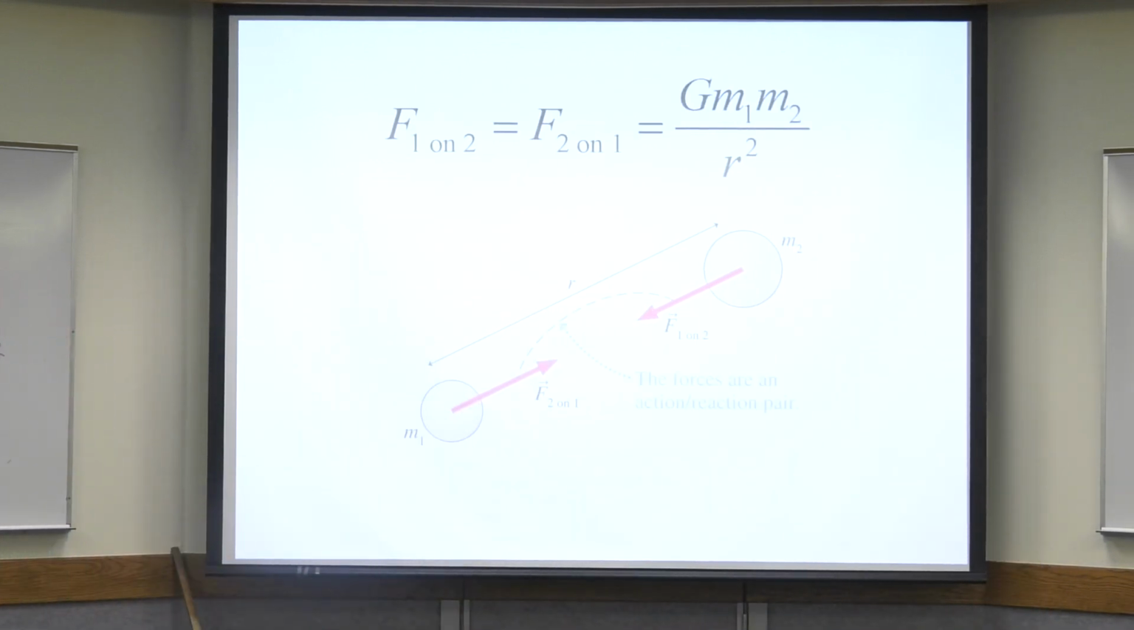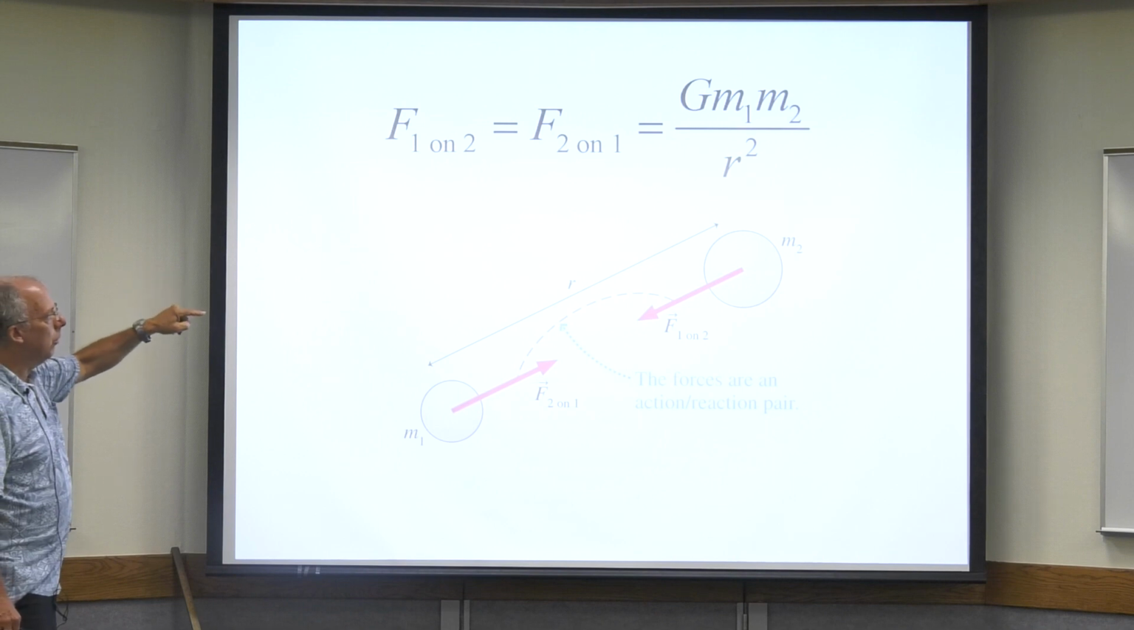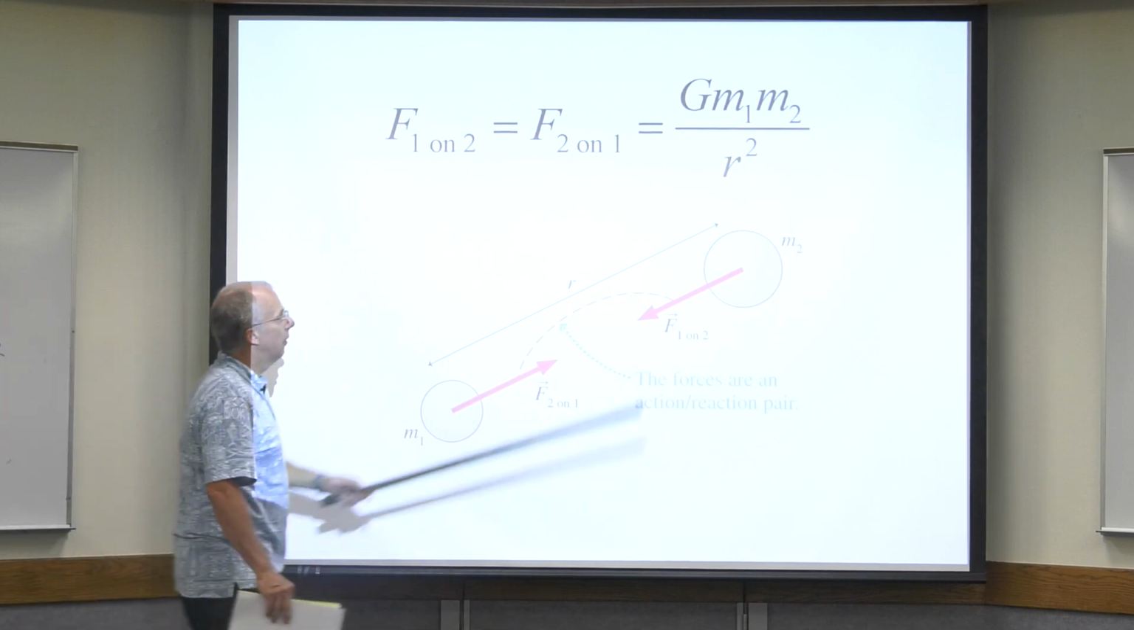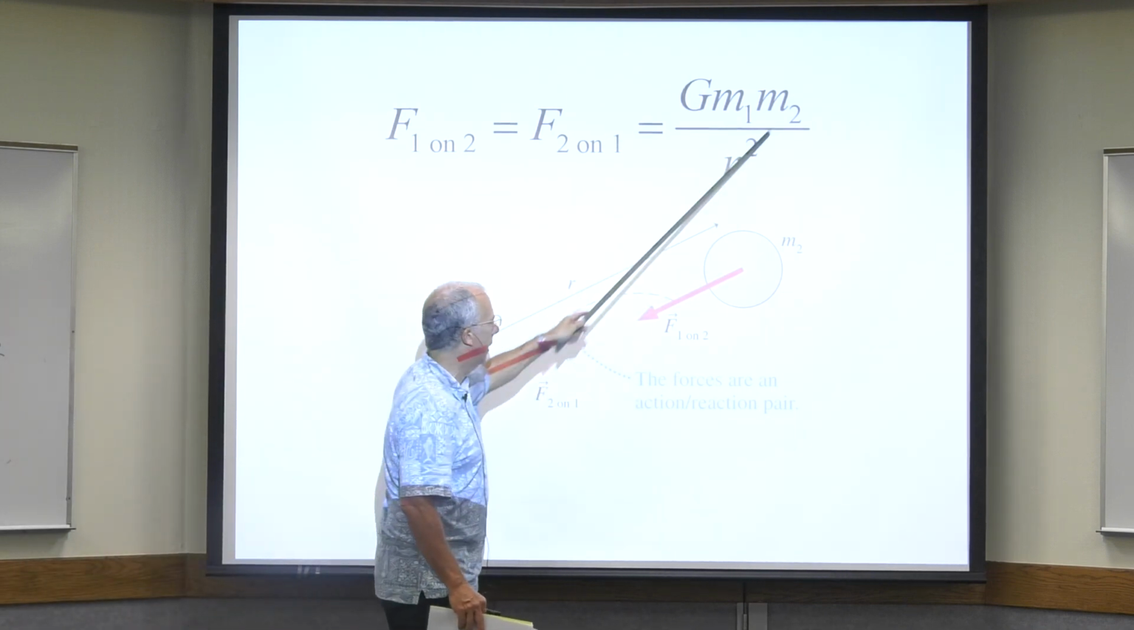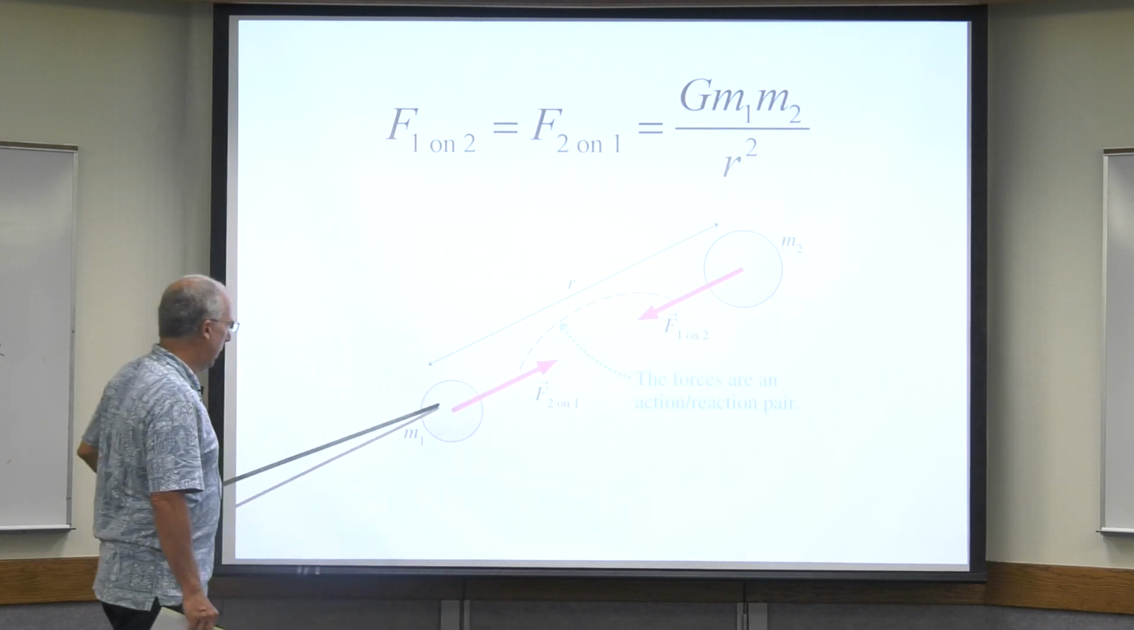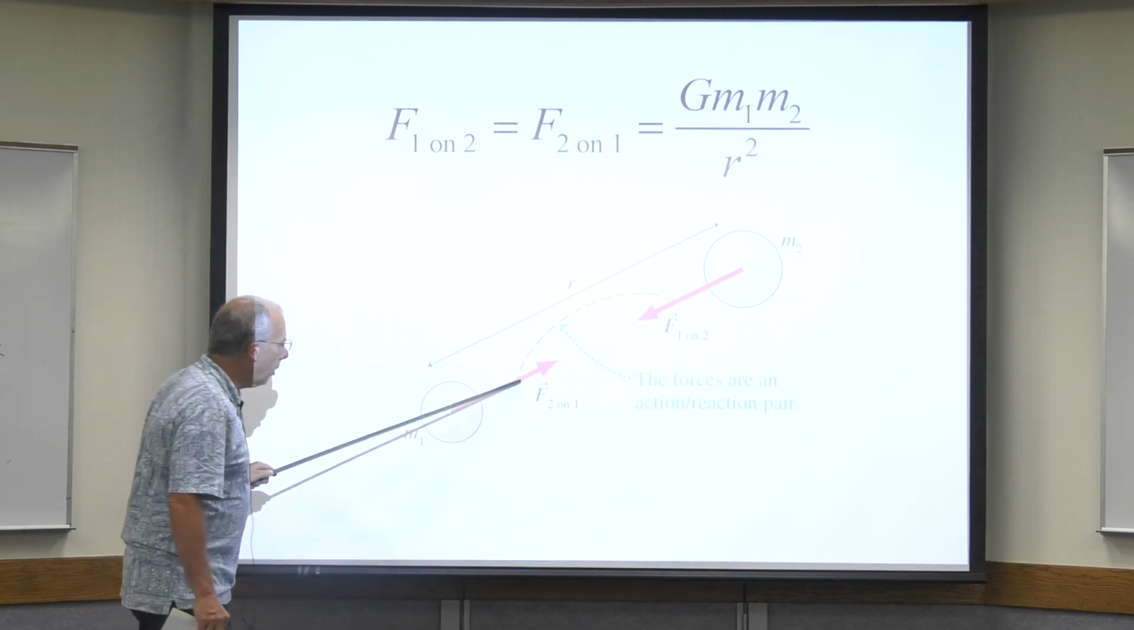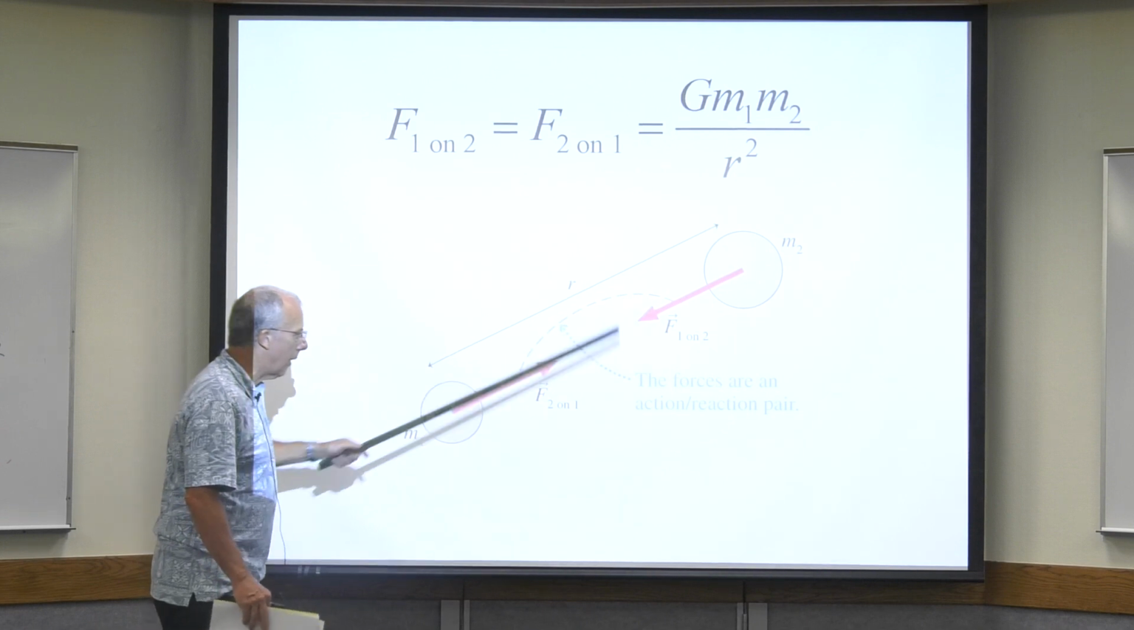So what do you notice? The magnitude of 1 on 2 equals the magnitude of 2 on 1, which is just this. It's easy to see mathematically. And so these forces are equal in magnitude, opposite in direction.